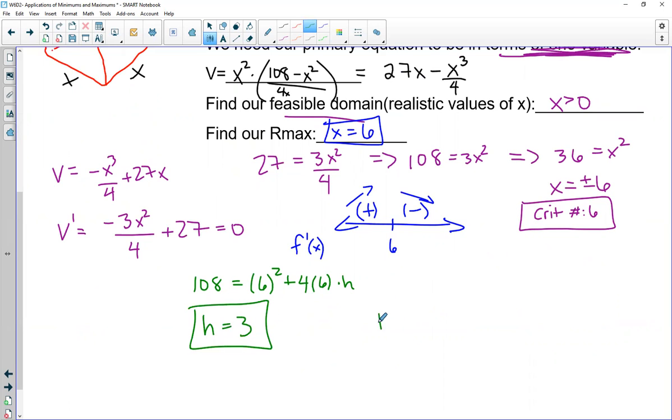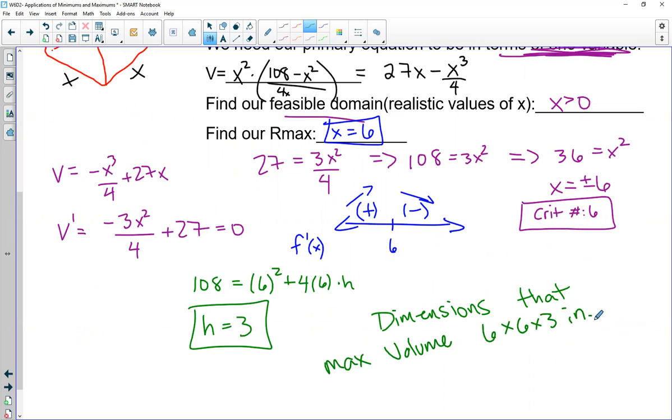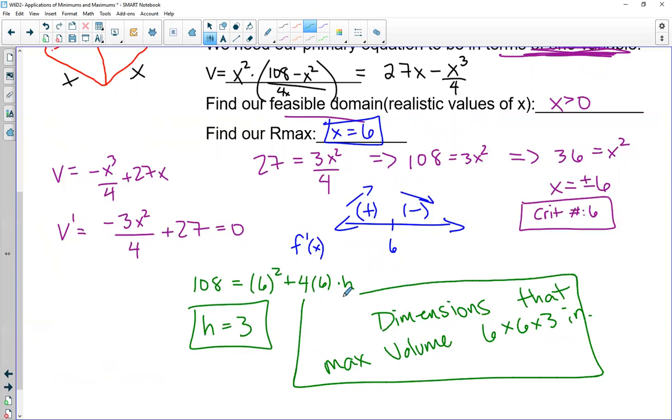So our dimensions that maximize the volume will be 6 by 6 by 3 inches. And this is essentially what we are looking for as a final answer.